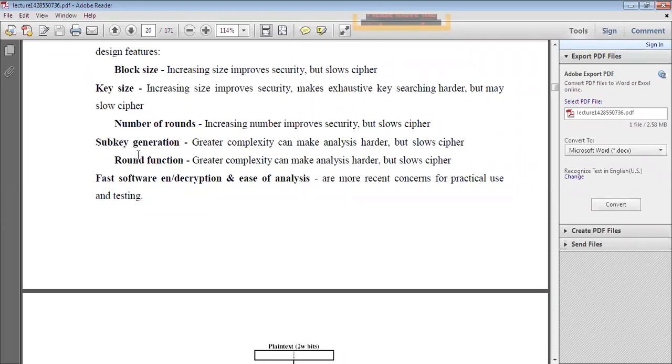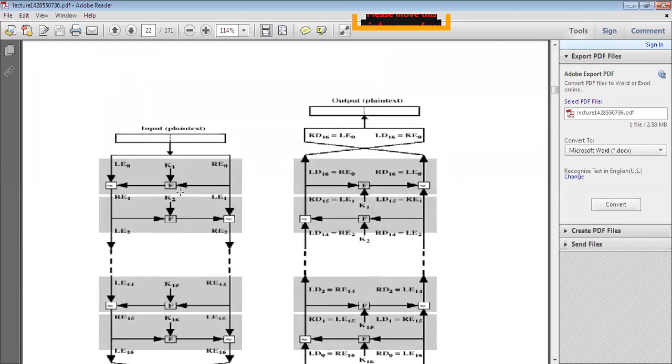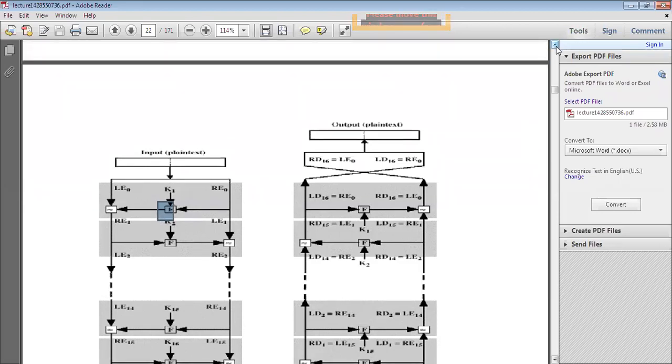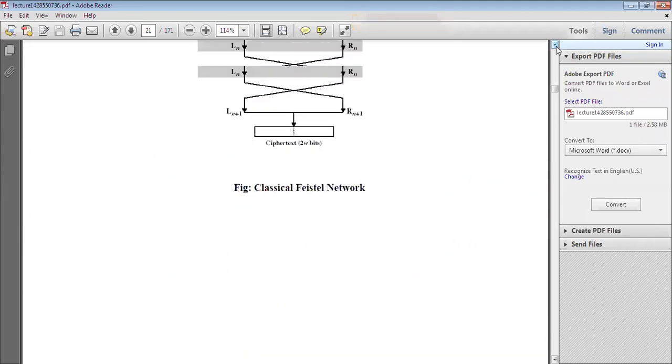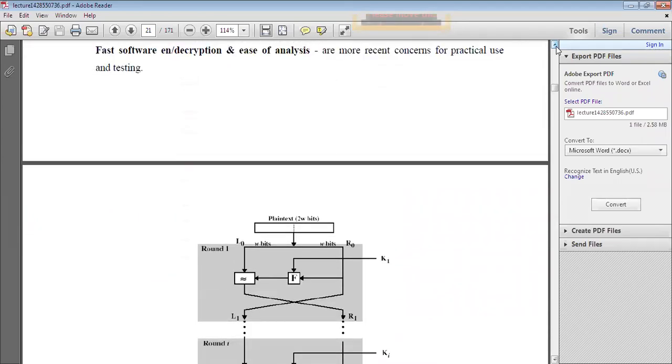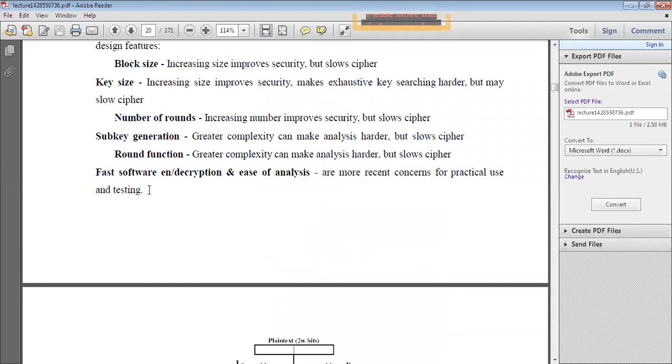That is the sub-key generation. Round functions. So you can represent the number of rounds, and within each round, what is the function we have to perform, that we have to represent here. This is the round function. Generally you can represent this function as converting, transforming the data. Next one, fast software encryption and decryption process. So these are the basic terms and parameters you have to use in symmetric encryption.